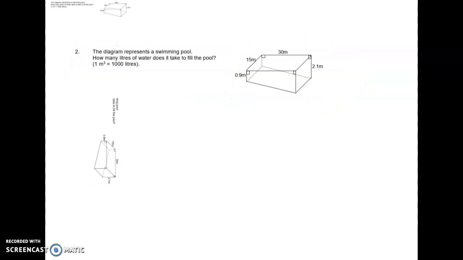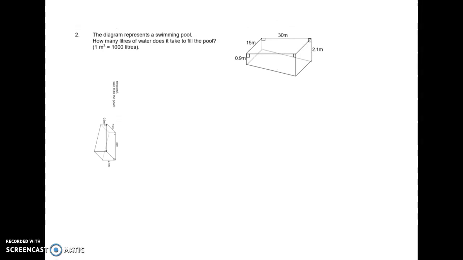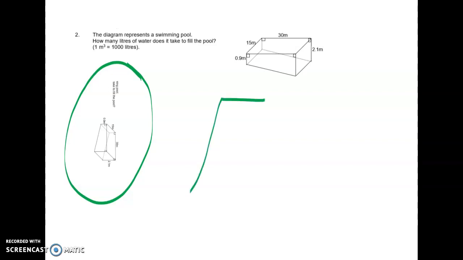Now let me see if I can make this bigger. Oh, I can't make it bigger. So we're going to have to work with this tiny little diagram here. But hopefully what you can see in here now is that this trapezium here is the front and back thing, right? So that's the thing that's equal the whole way through. So we're going to find the area of that first, and we've got to check that everything is written in terms of metres, and it is.